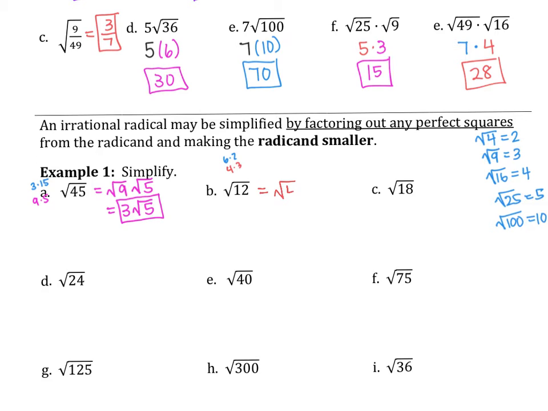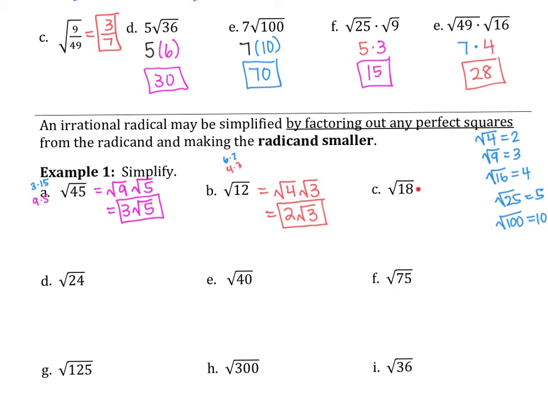So 12 is 4 times 3, so the square root of 12 is the square root of 4 times the square root of 3. Now the square root of 4 is 2. The square root of 3 is irrational, so I leave it as square root 3. Okay, so 2 square root 3 is my final answer. And I always put the rational part first, even if it doesn't come in that order. So I might switch it up for the next one.